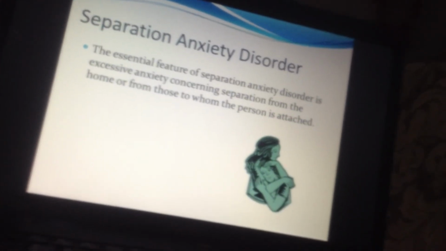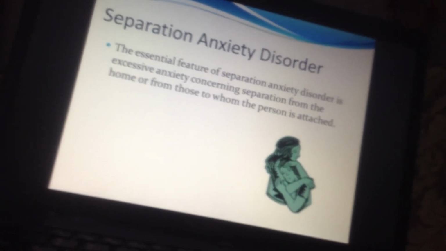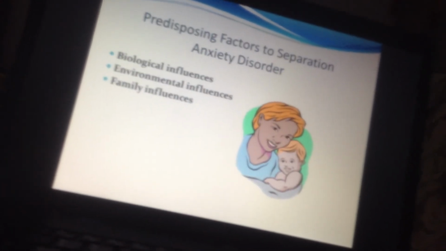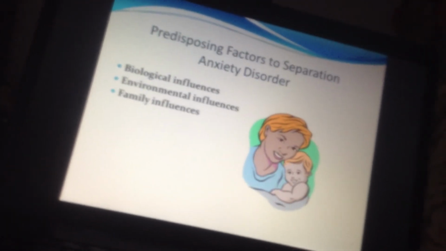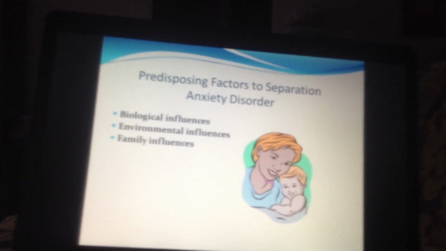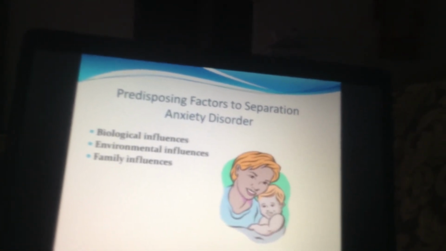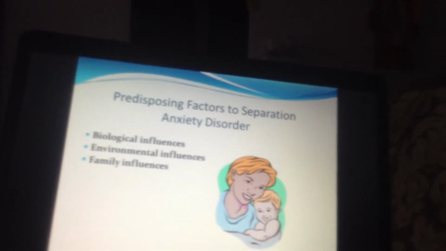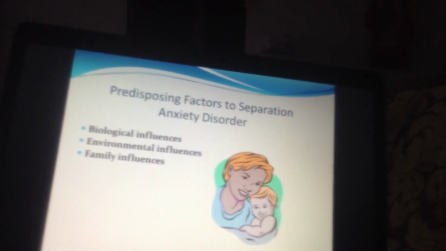Separation anxiety disorder is when a child has excessive anxiety separating from home or from those to whom they are very attached. Now, we all have some form of separation anxiety, but these people have excessive anxiety. Predisposing factors are biological influences, environmental influences, and family influences. I want to talk about family influences. Now, these are kids that have possible over-attachment to their moms. They may have separation conflicts between the parent and the child. Maybe parental overprotection is a concern.